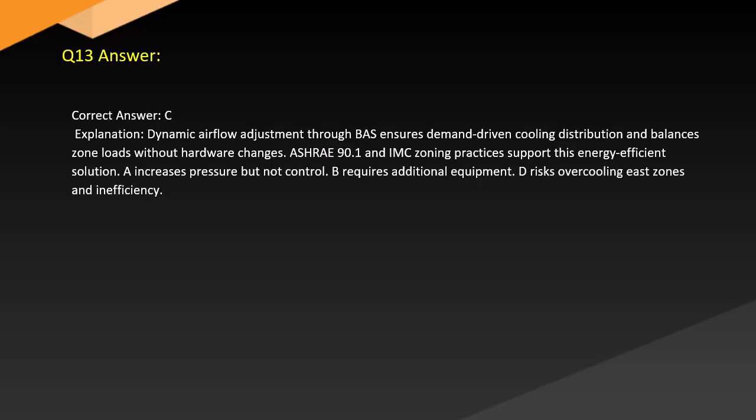Answer. Correct answer. C. Explanation. Dynamic airflow adjustment through BAS ensures demand-driven cooling distribution and balances zoned loads without hardware changes. ASHRAE 90.1 and IMP zoning practices support this energy-efficient solution. A increases pressure but not control. B requires additional equipment. D risks overcooling east zones and inefficiency.